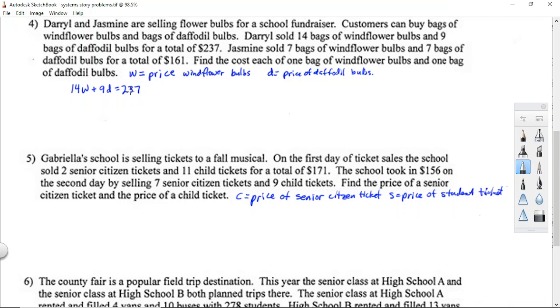So we do the same thing for Jasmine. Okay, she sold 7 bags of windflower bulbs, so that's 7W is how much she got from that. And also 7 bags of daffodil bulbs. So 7D is the amount she got from those, and that added up to $161. So we have our two equations.